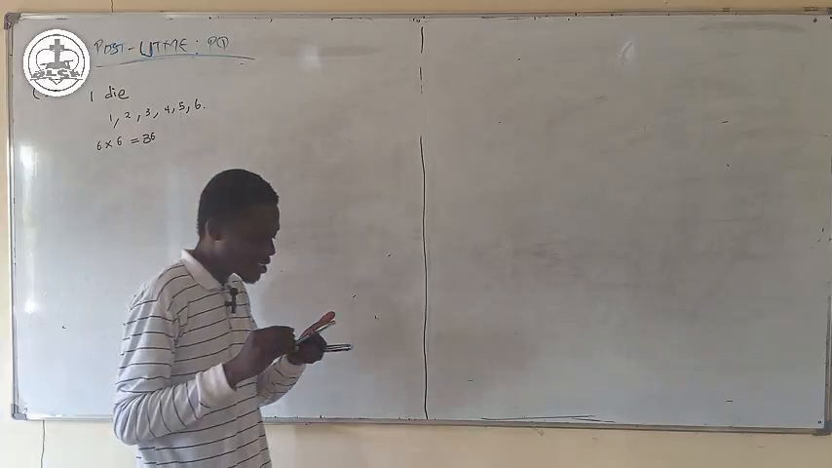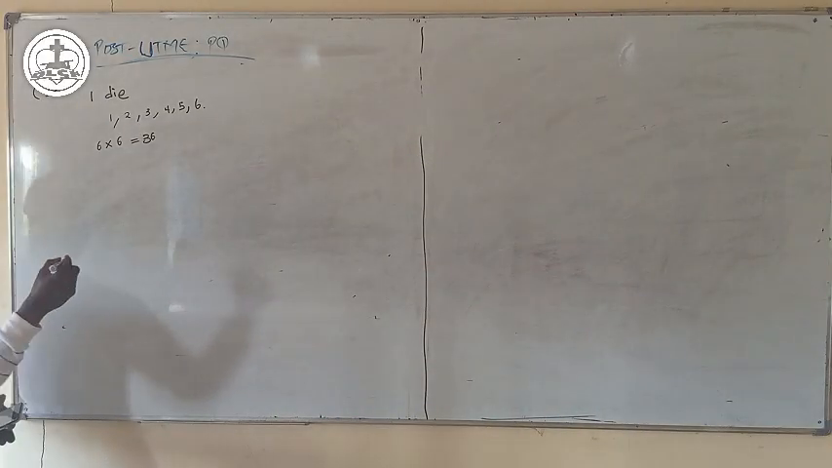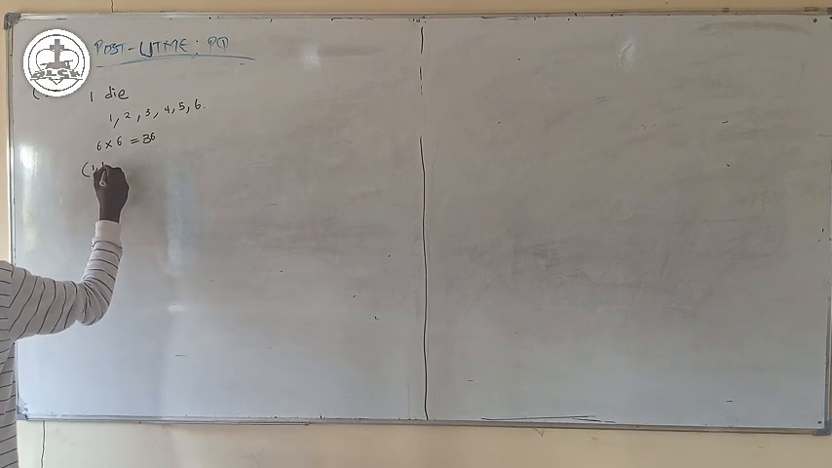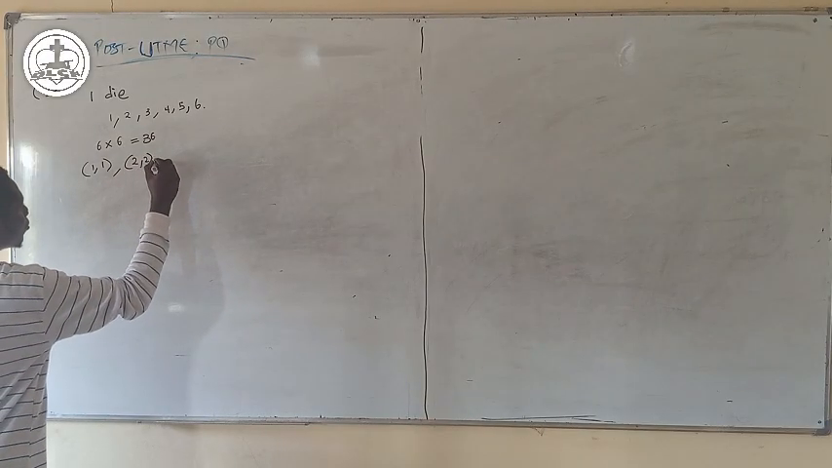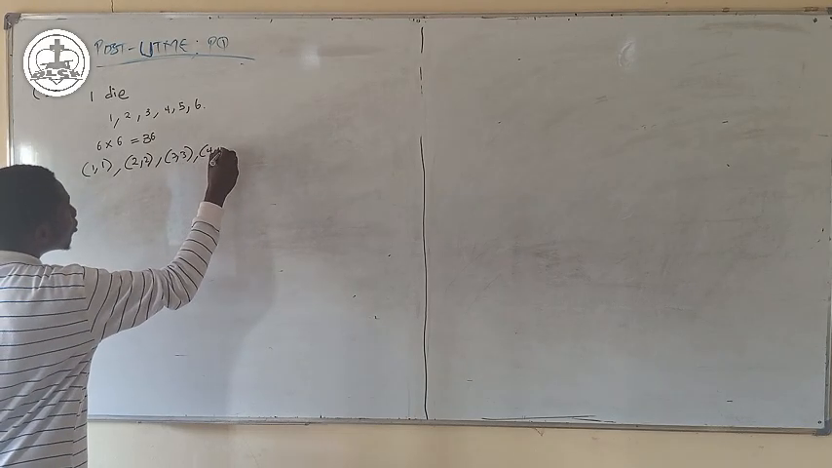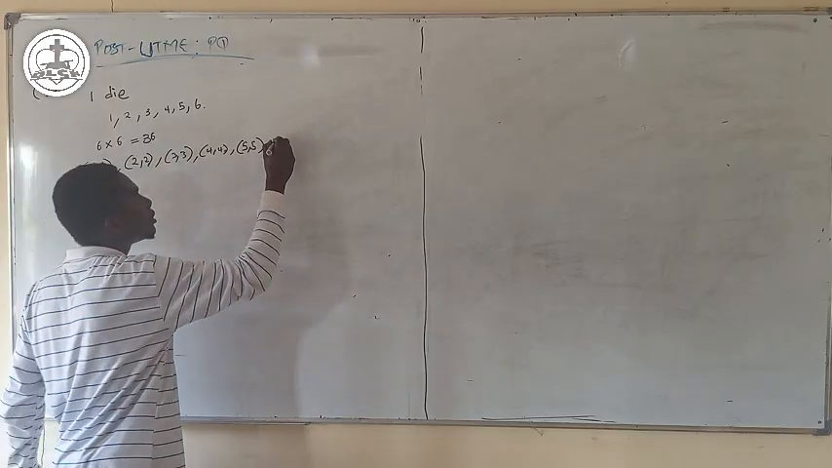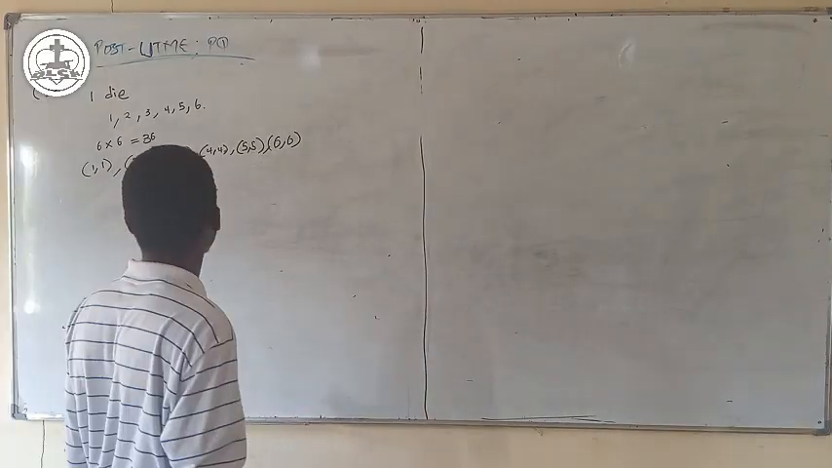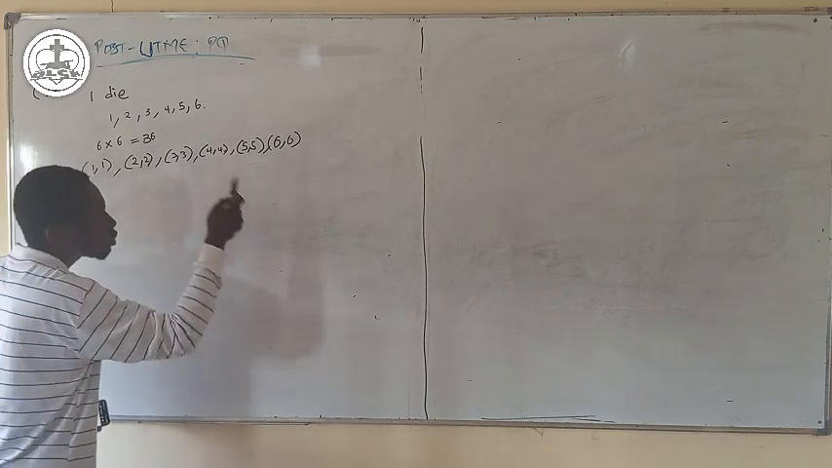Now they ask, what is the probability of having the same number? When we have the same number for 2 dice, the possible outcomes will be 1 1, 2 2, 3 3, 4 4, 5 5, and 6 6. These are the outcomes we will have when we have the same number for 2 dice. If we count them, this is 1 2 3 4 5 6 out of 36.